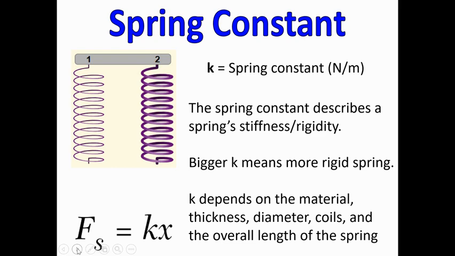k is a value that also depends on the physical properties of the spring itself. What type of metal is it made out of? How thick is it? What is the diameter? How many coils are there? What is the overall length of the spring? These factors would affect the value of k, making it either more or less rigid.